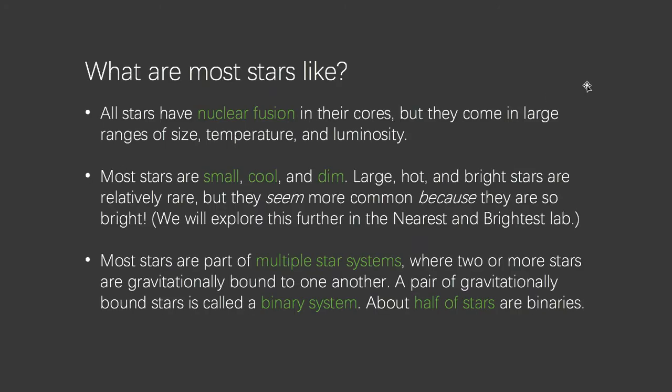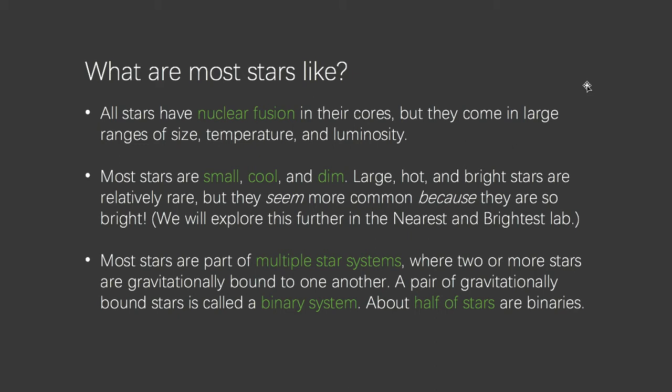Now first, what are most stars like? What are the basic characteristics of stars? Well, all stars have nuclear fusion in their cores. We talked about this with the sun. The sun is constantly converting hydrogen into helium, and that is how it produces its light energy. So all stars will have this process taking place in their cores. But that still leaves a large range in properties. From size to temperature to luminosity, there's really a large range in what a star can be.